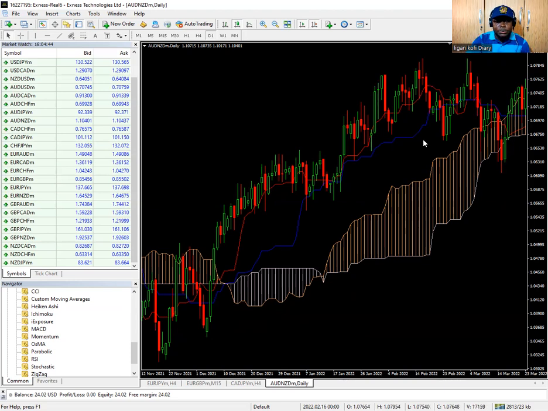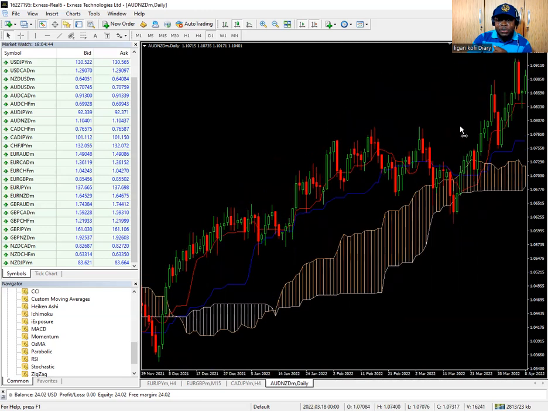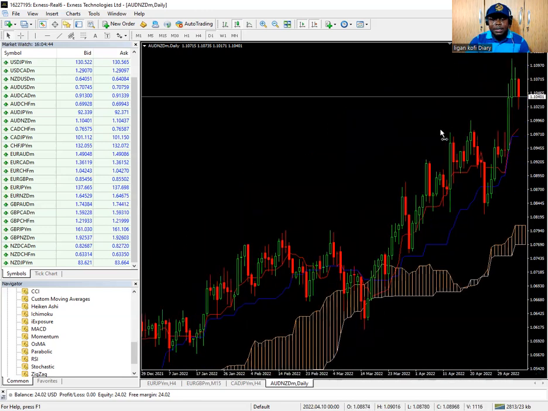Are you getting the scenario? Price must be above the clouds, and then the moving average, which is the red line, must also cross the blue line, and that will be a signal for you to go buy. So let's see an example here. Look at it here.